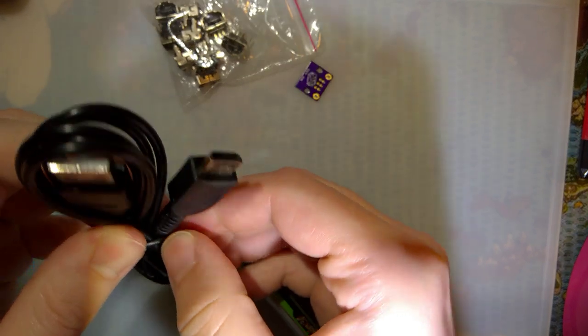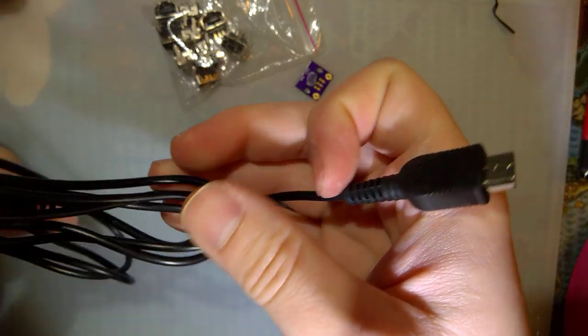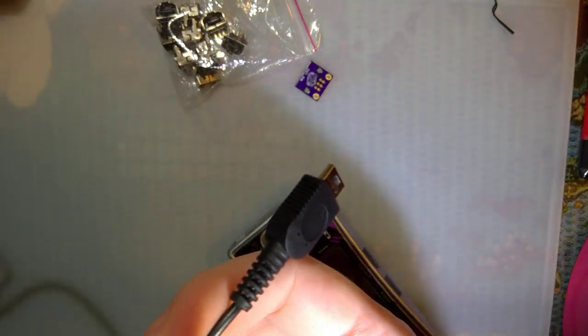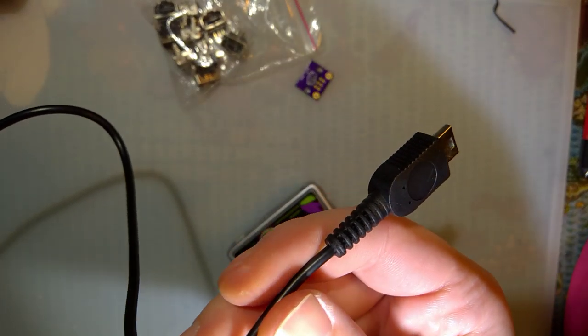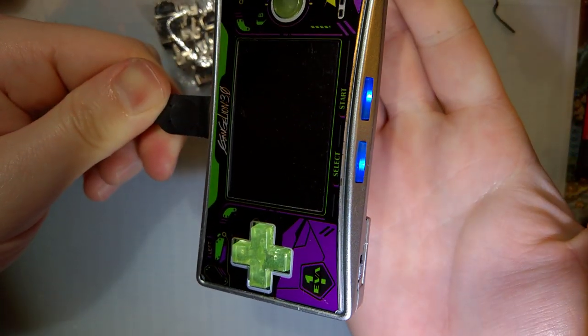Oops, I hope I don't have a DS Lite with a Game Boy micro charger. That would be... Whoops. Anyway, plug that in. Plug that in. It charges.